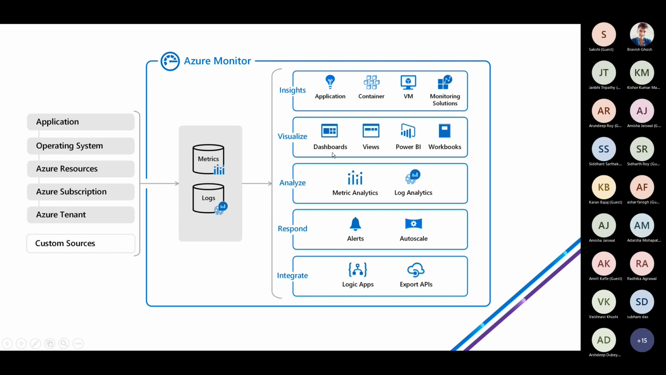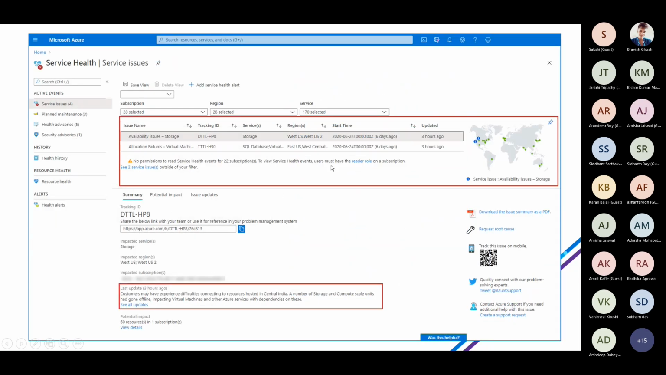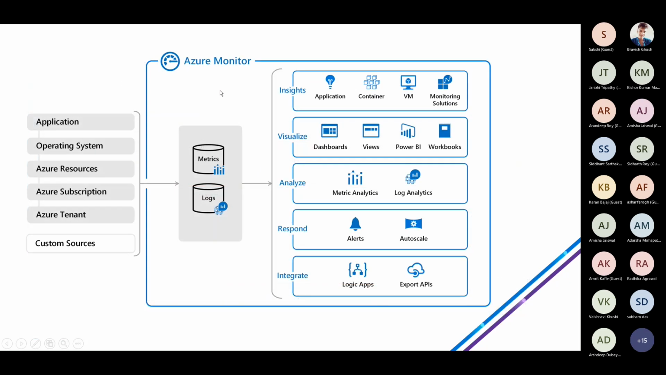We can visualize things using dashboards or using Power BI. We can visualize what the metrics look like. We can use analysis on those data. We can respond. This respond means we can raise alerts. Like I said, when 80% of my virtual machine is used, I need to create alerts. Or here we can also auto scale those things. Okay, or we can integrate those data in our Logic Apps and also use API endpoints like that.